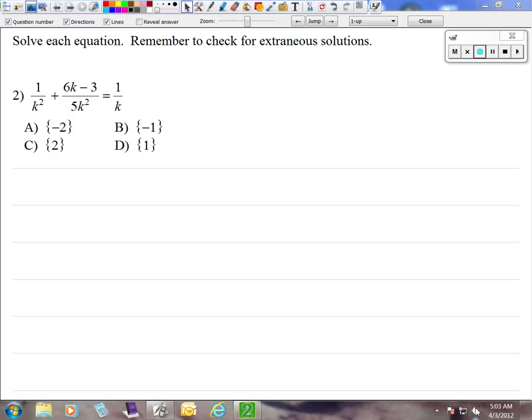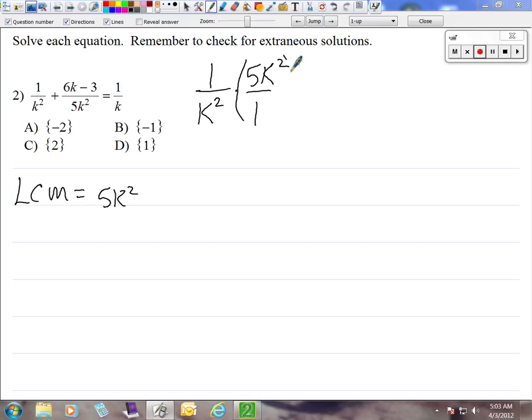All right, here we go. Looks like our least common multiple here is going to be 5k squared. So again, we have 1 over k squared times 5k squared over 1. You want to put parentheses like this, that's good. Plus, this time we have a binomial in the numerator.